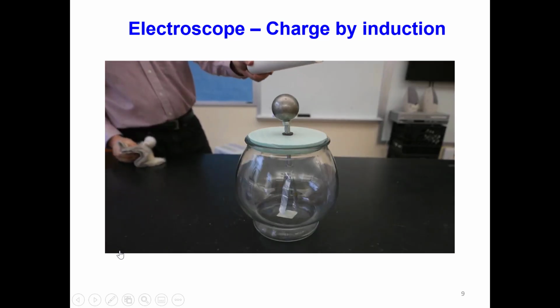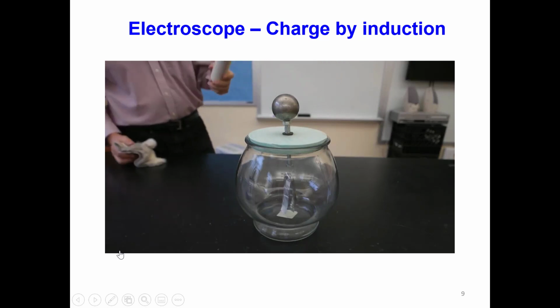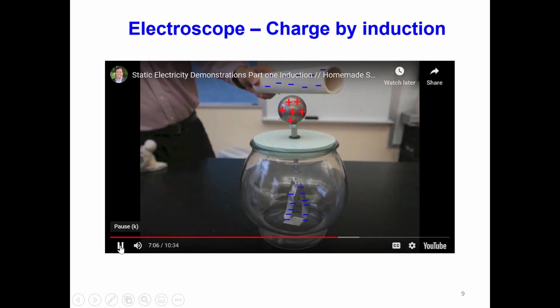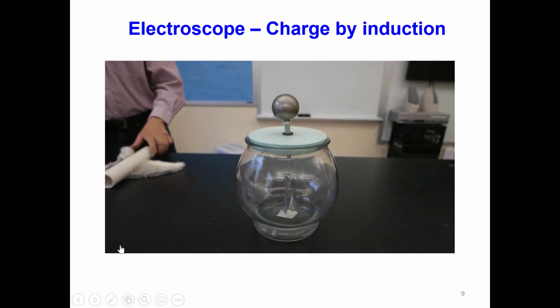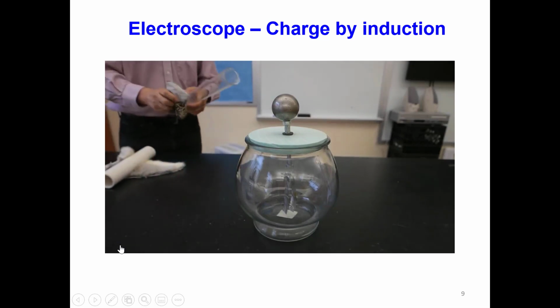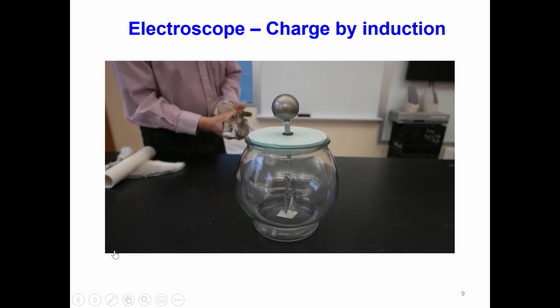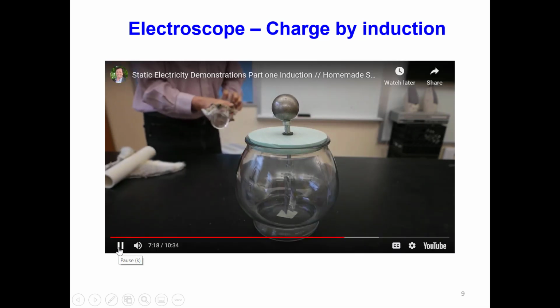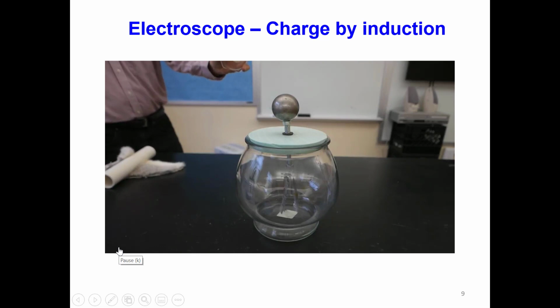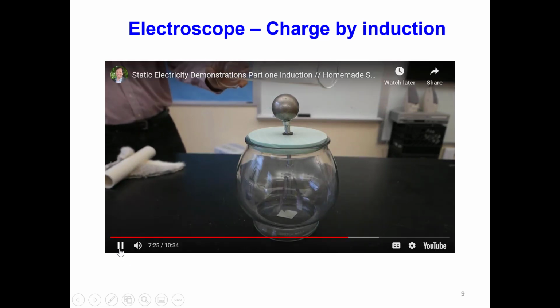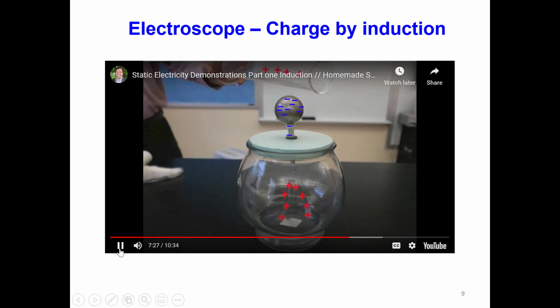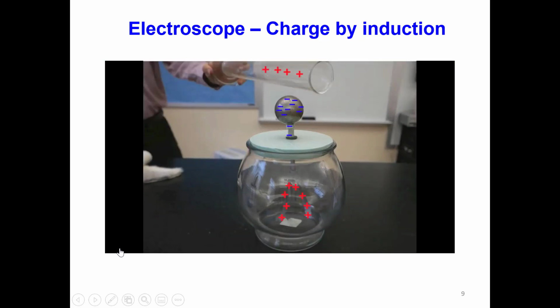Let's try with a negative charge. Once again, we have a polarization of the electrons away from that negative charge. Now let's try with a positive charge. In this case, the electrons of the metal move towards the positively charged glass.